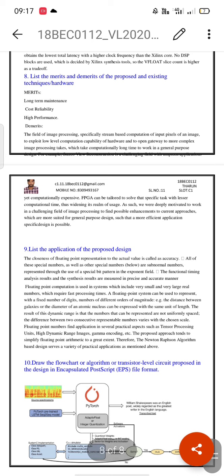And the last question is, draw the flow chart or the diagram of the transistor level circuit proposed in the design in encapsulated PostScript file format. And this is the algorithm of my paper.